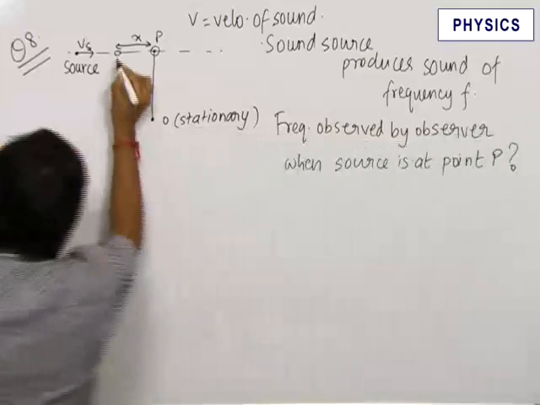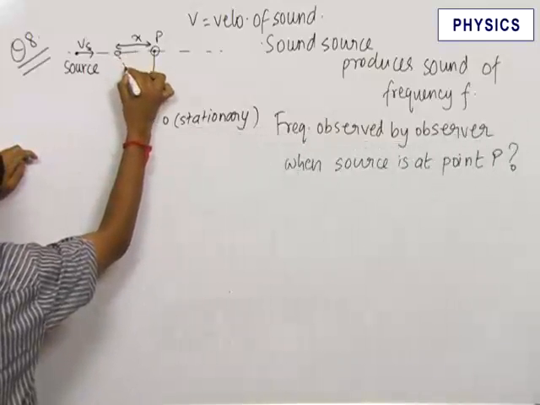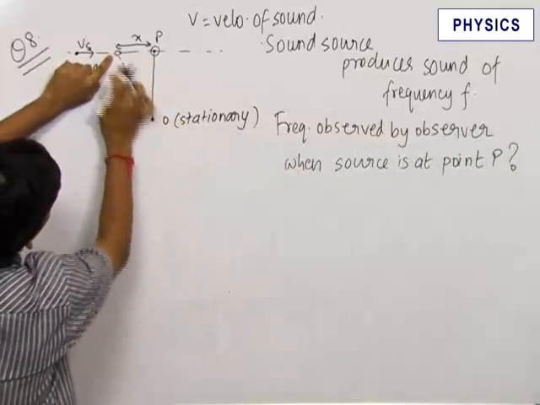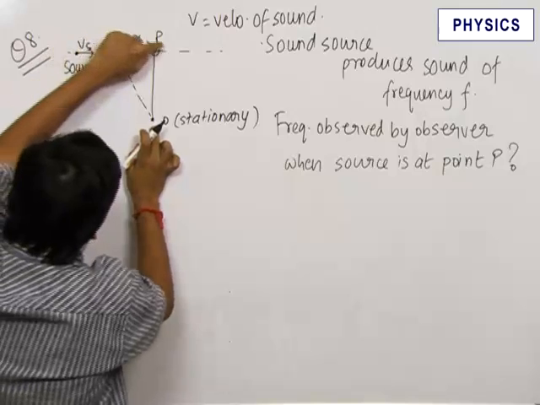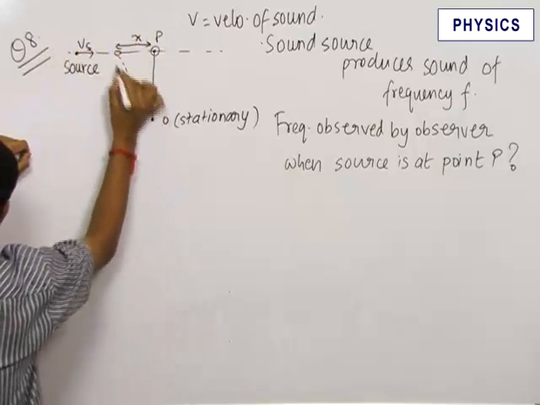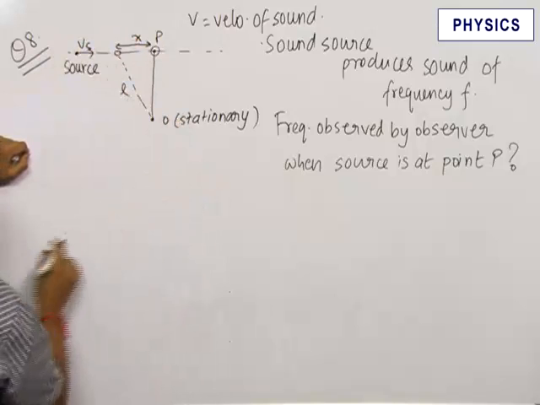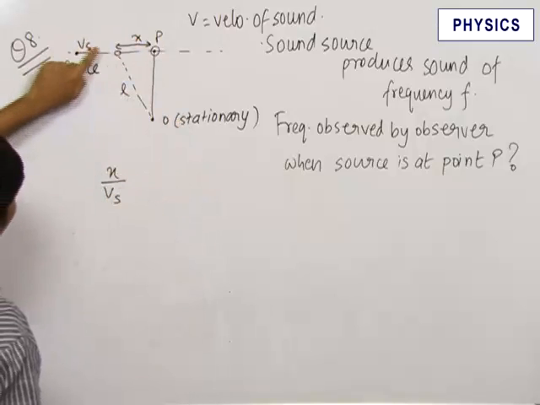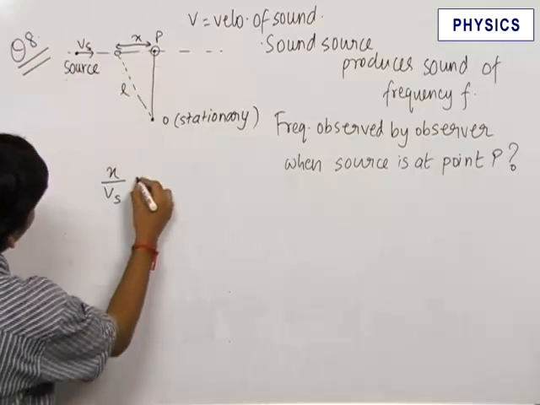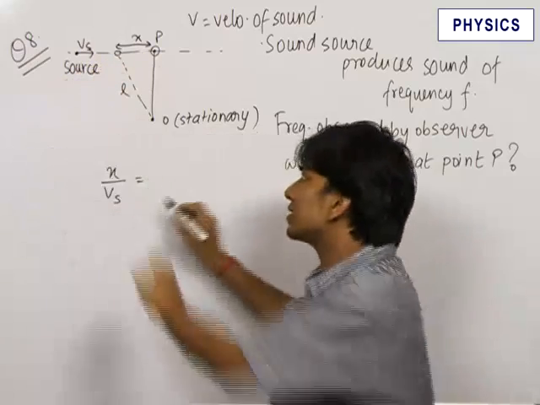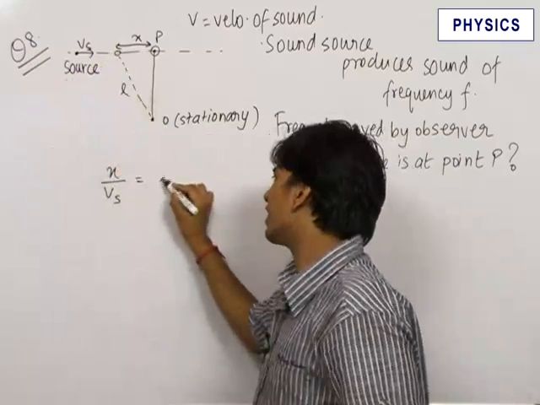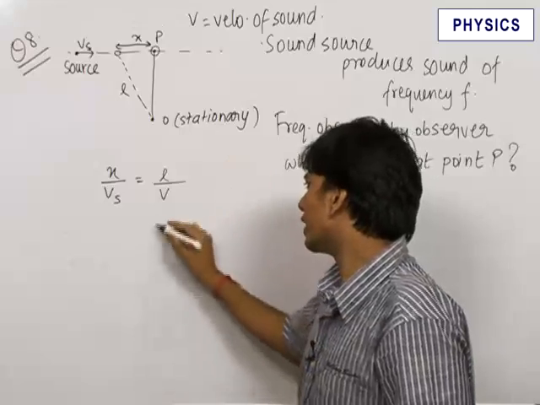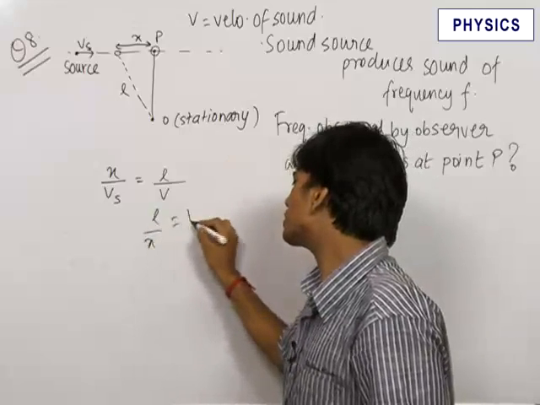So let this point be at a distance x. This is the point corresponding to which the wave reaches point O when the source reaches this point. Let this distance be equal to L. Therefore we can write x upon Vs, that is the time taken by the source to reach from here to here. This is also equal to the time taken by the sound to reach from here to here, that is L upon velocity of sound. Therefore we get L upon x is equal to V upon Vs.